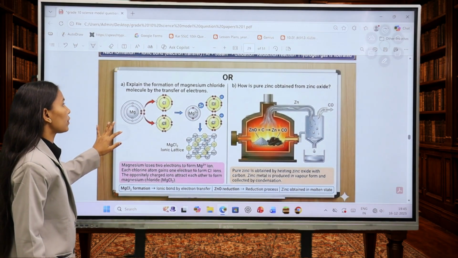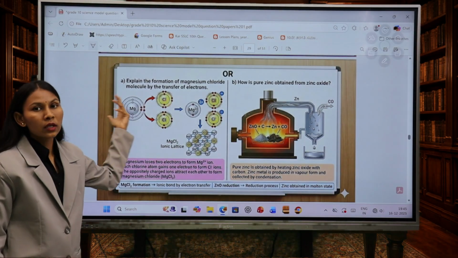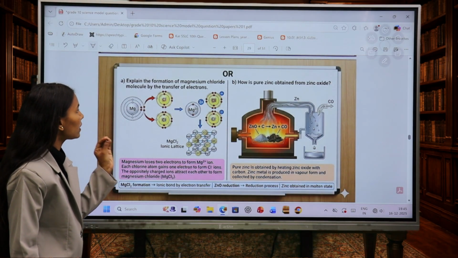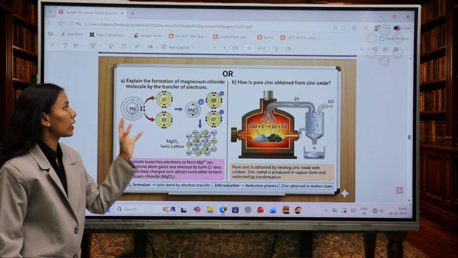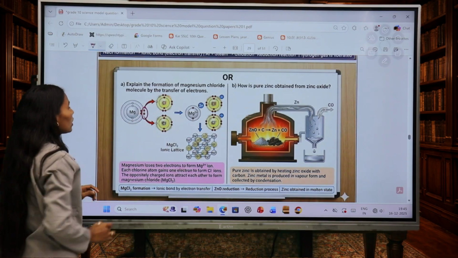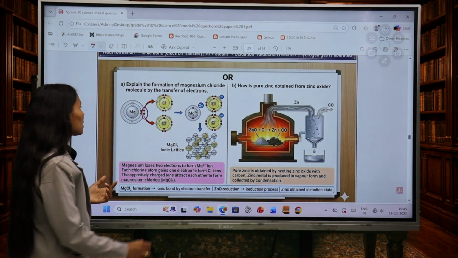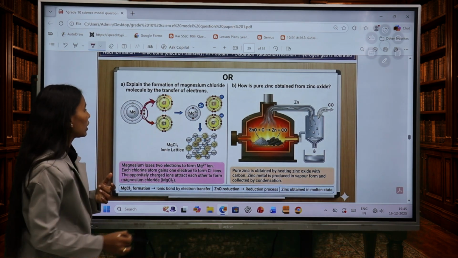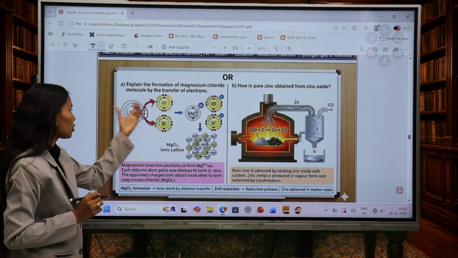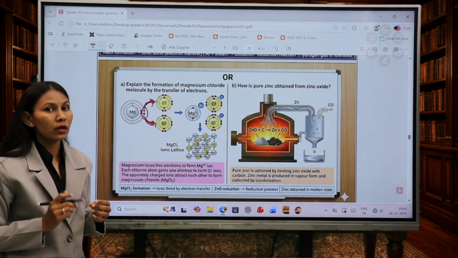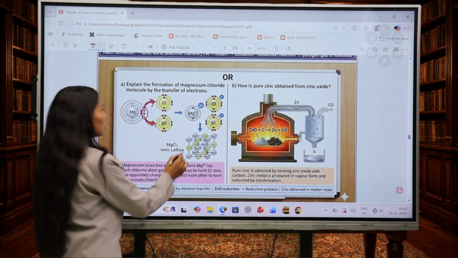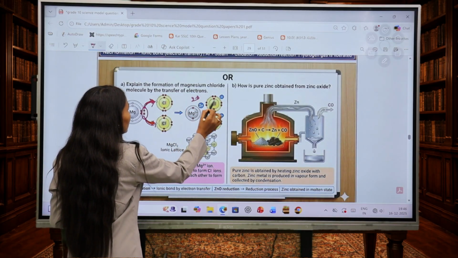So this is the OR question of the same question. Either you can attempt that or this. Explain the formation of magnesium chloride molecule by the transfer of electrons. Same here. There are 2 valence electrons in the outermost shell of magnesium. It gives 1 electron to each chlorine to complete the octet. It loses 2 electrons and these 2 chlorine atoms will each get an electron to complete their octets to form a bond. So this will be Mg2 plus and here it is Cl minus, Cl minus.